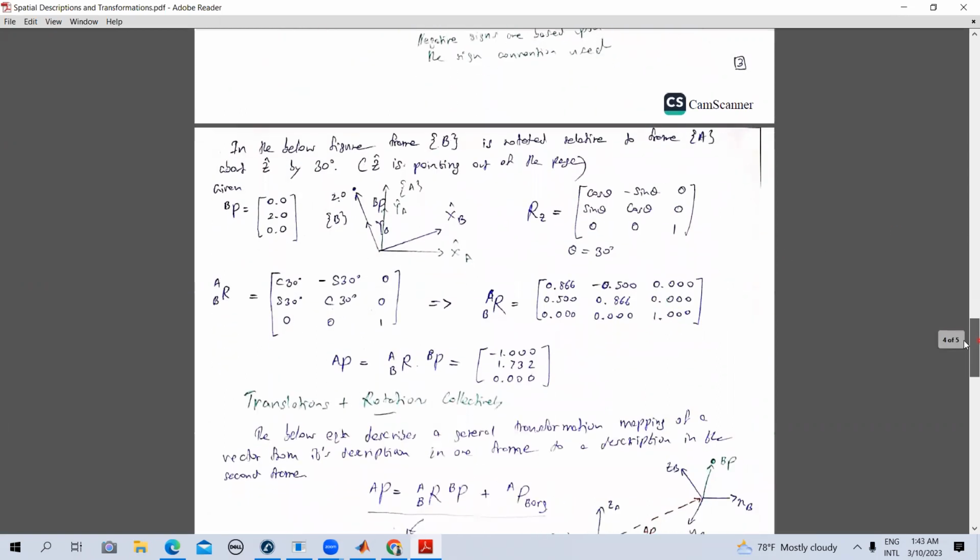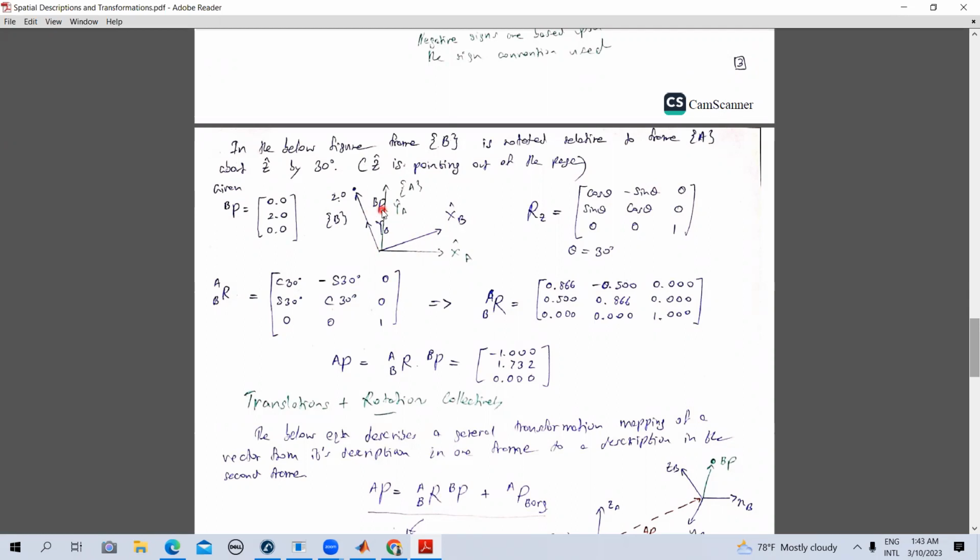So here, you can see there's an example that I've done. In this figure, frame B is rotated around the Z-axis by 30 degrees relative to frame A's Z-axis. You can imagine that the Z-axis is pointing out of the page, so we don't have to denote that. Z A and Z B are overlapped because it's been rotated around the Z-axis by 30 degrees, right? So this angle should be 30 and this angle should be 30.